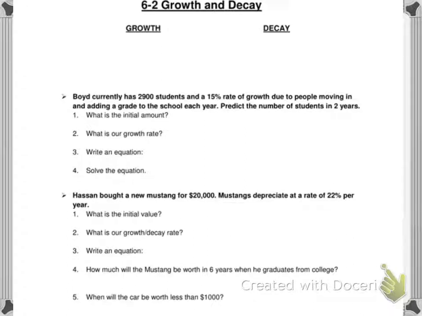So the first equation is A, and this is a capital A, equals a times 1 plus r to the t. Okay, so that's what each one of those things mean. The capital A is the final amount. That's however much you're ending with. The lowercase a is your initial amount, whatever it is we're starting with.